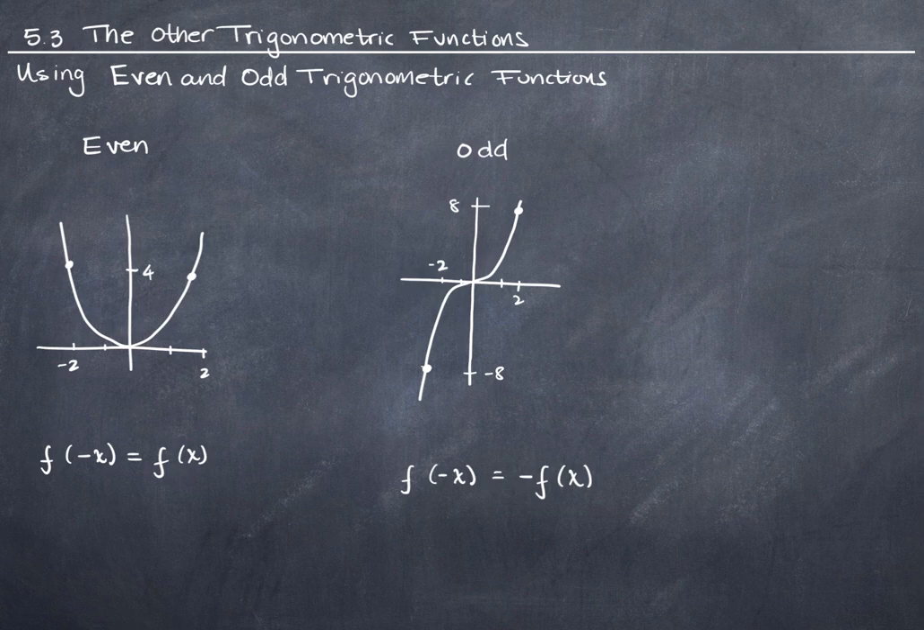So if I plug in negative 2, I don't just get the same value as if I plugged in the positive version of negative 2. I get the same number, but its sign is the opposite. Okay, so this is what we call an odd function.